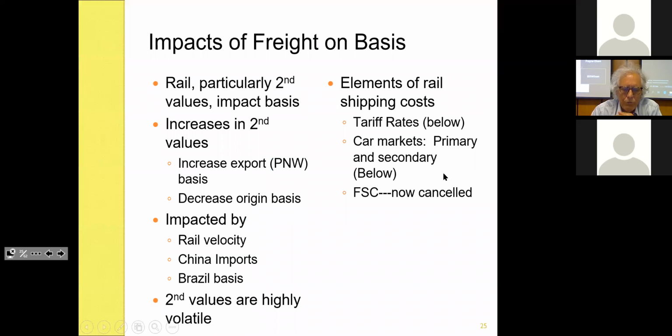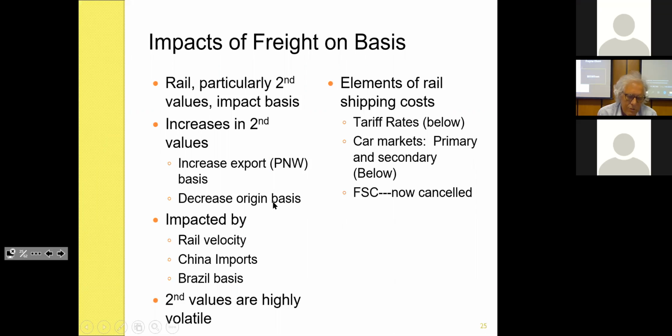So freight, rail freight in particular, has a very important impact on the basis market. We study this to death. I'll just highlight a few points in today's current market. Our rail rates in the northern tier comprise the tariff rates and what we call the car markets, both the secondary and primary market. And there used to be something called a fuel service charge, which does not apply today in the case of the Burlington Northern Railroad. So these are particularly important, and an effective increase in the secondary market value is an effective increase in the export basis of the P&W and a decrease in the origin basis.